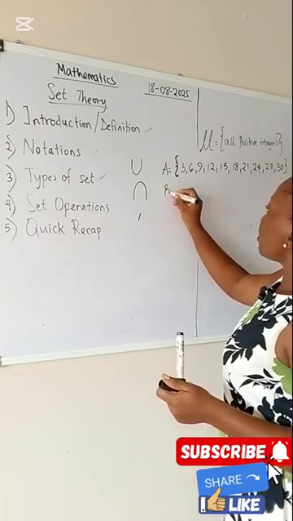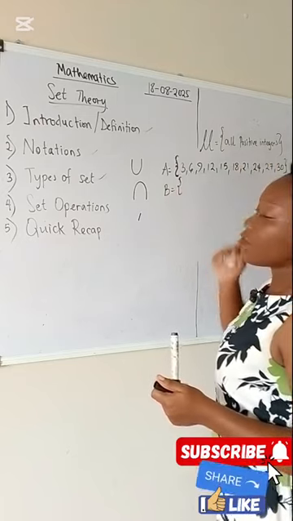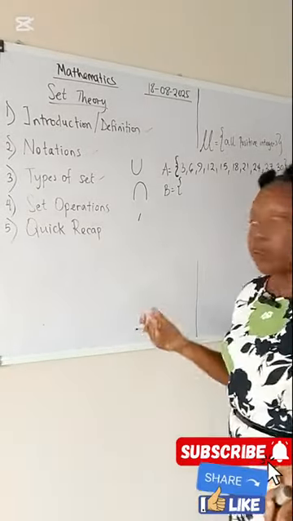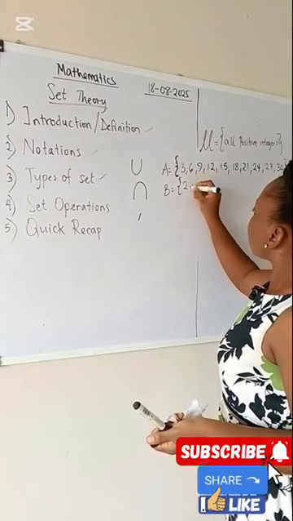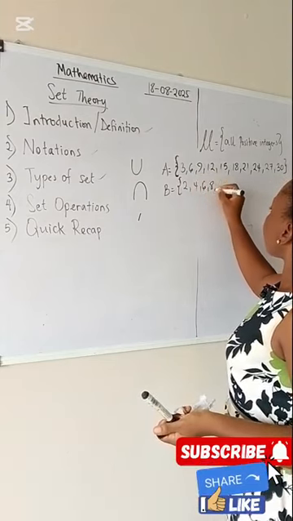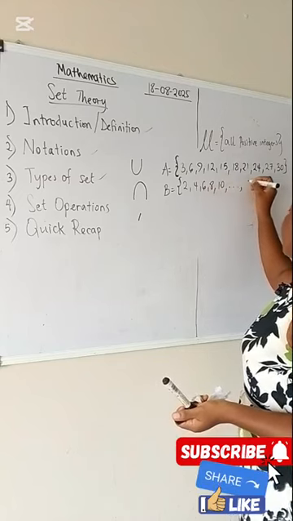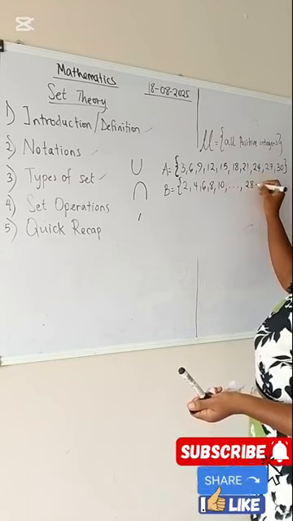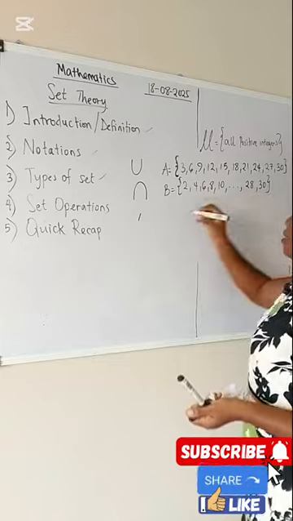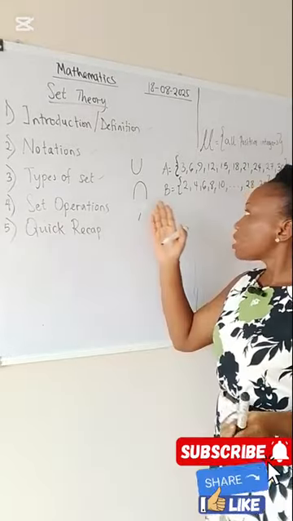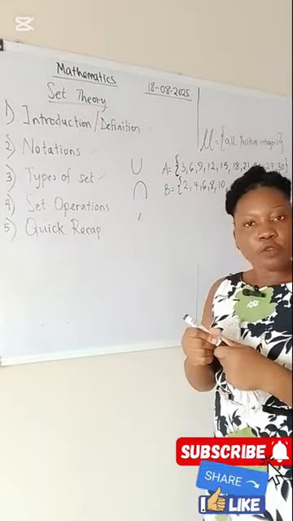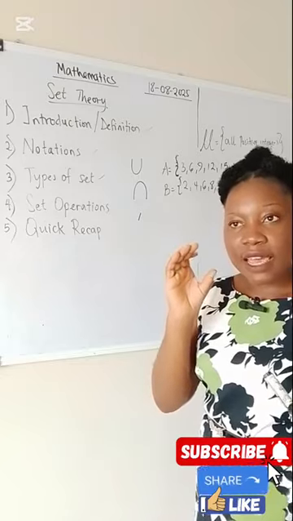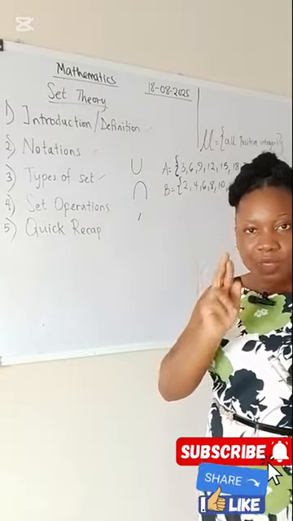And set B will be the set of all even numbers that lie from 1 to 30: 2, 4, 6, 8, 10. I do not want to list all of them, so I'm going to shorten it like this: dot dot dot, 28, 30. Okay, so what is A union B? The union of two sets is the combination of all the elements in the two sets without repeating any elements.